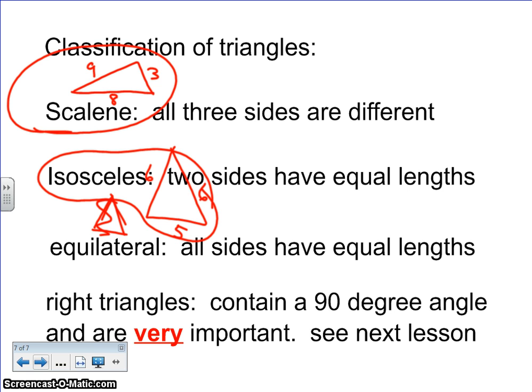An equilateral triangle is where all three sides are the same. So all three sides would be the same measure, maybe 6. And then a right triangle is any triangle that has a 90-degree angle within it, and we have a little box there to show that it's a right triangle. Right triangles will be the center of the next lesson because right triangles are very important and get their own little 15 minutes. So this has been everything you need to know about basic triangles in 15 minutes or less.